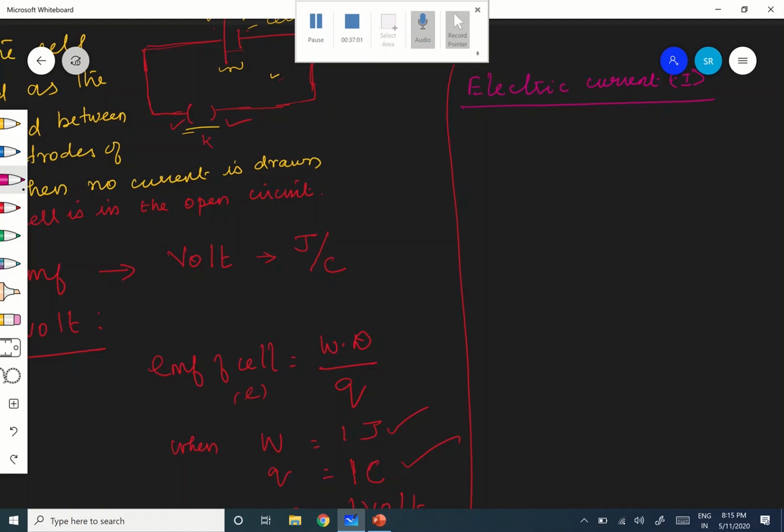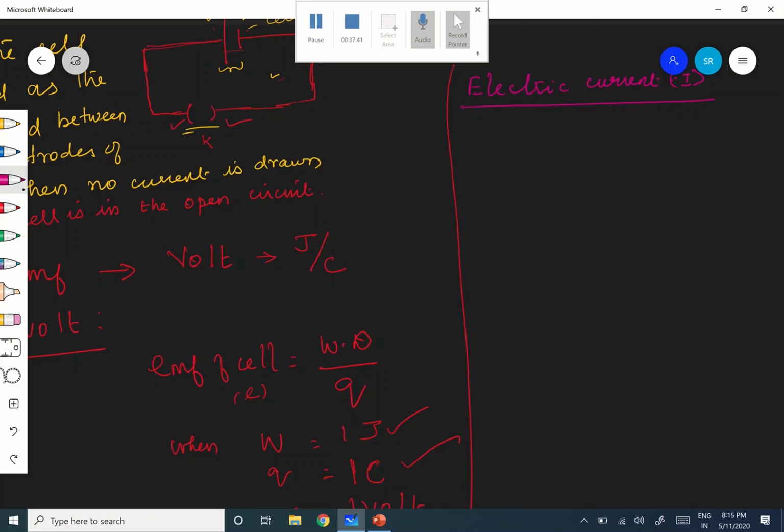Electric current is defined as the rate of flow of electric charge in a definite direction through any cross section of the conductor. Through any cross section of the conductor is what is called electric current. That is what is called electric current.